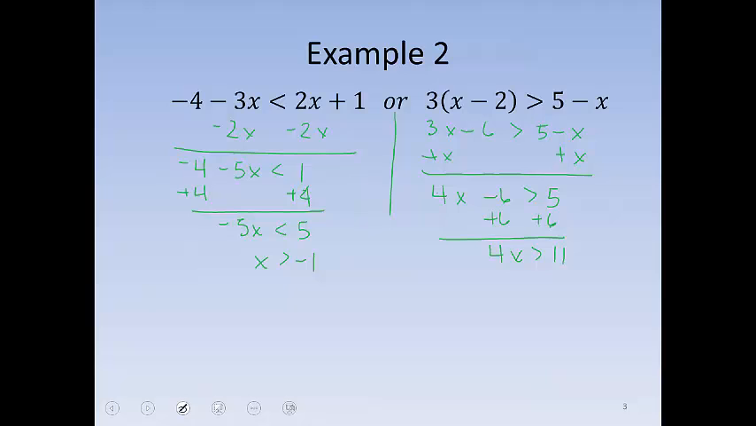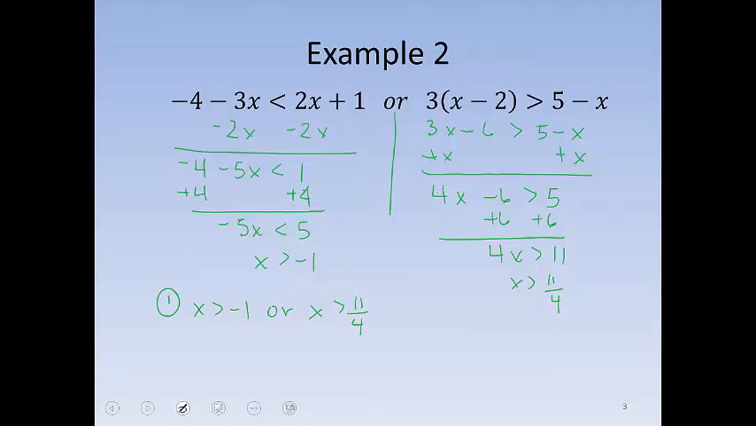And that would be to divide by 4, leaving x is greater than 11 over 4. So here I've got the statement. And if I were to write it using inequalities, I would say x is greater than negative 1 or x is greater than 11 fourths.